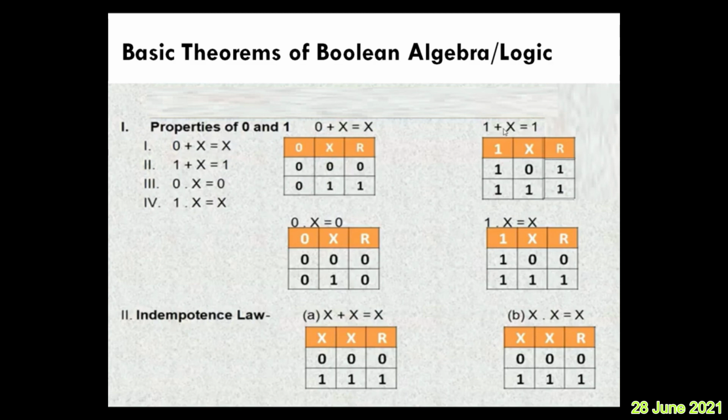Similarly here, in case of 1 plus x, possible values are 0 and 1. What will happen with 1? 1, 0 is 1 and 1, 1 is also 1. So whatever your 1 column was, the same column will be there. Similarly, in case of your 0 into x and 1 into x.